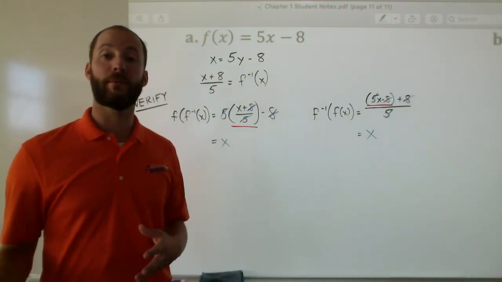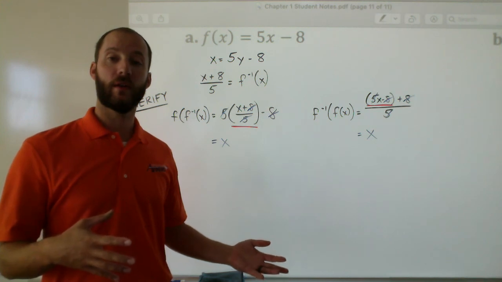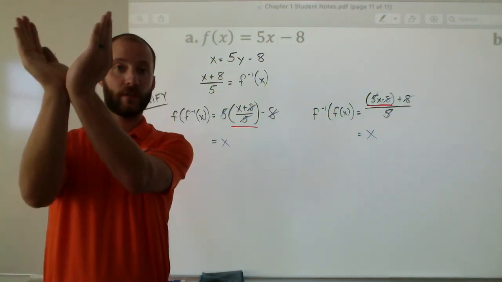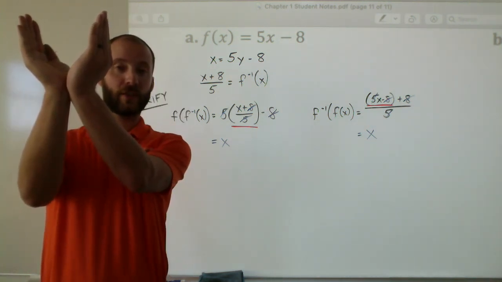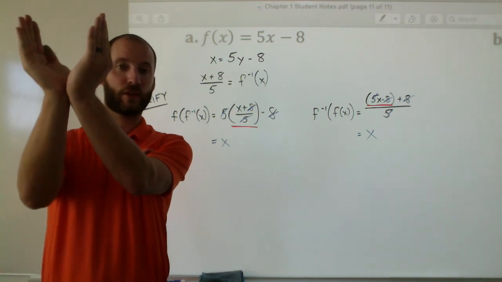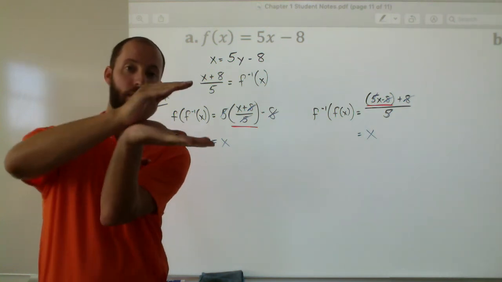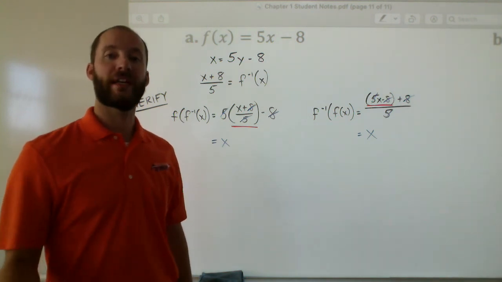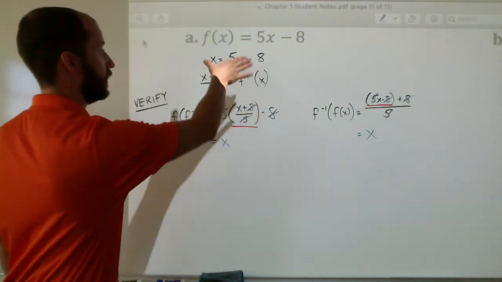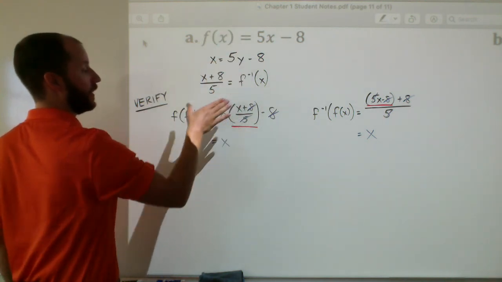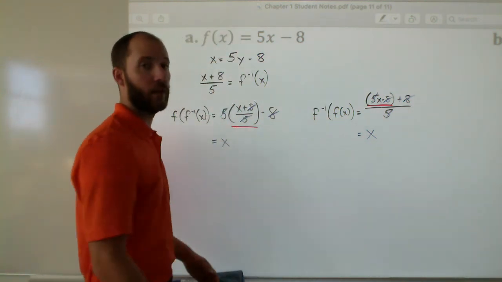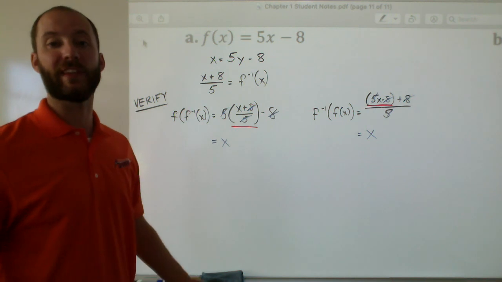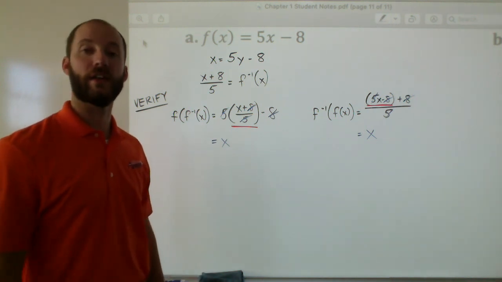Which, if you remember back to the beginning of this video, the original function, when you create the inverse, it gets reflected over the line y equals x. So, algebraically verifying, you create the inverse, and then you do both of those compositions to show that everything truly does get canceled out and you're left with x.